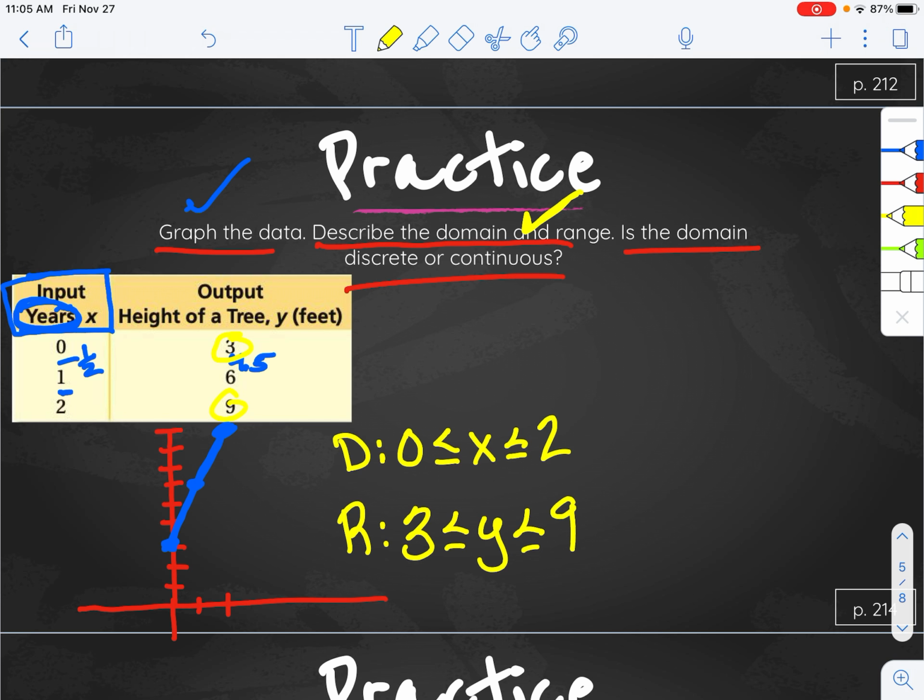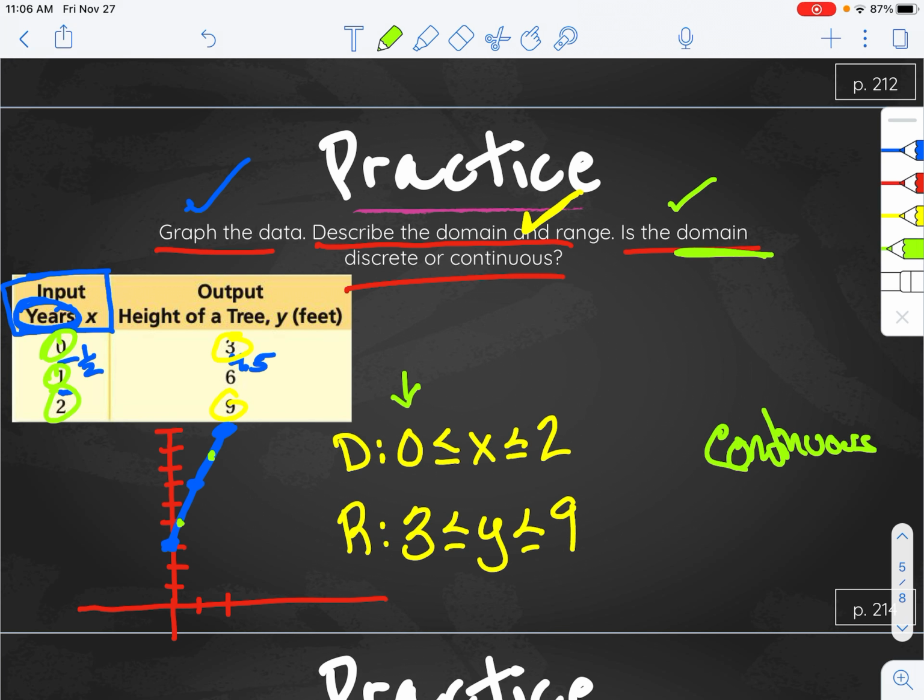And since we answered the last question already, we see, is the domain discrete or continuous? Well, we see that it is continuous, because the domain is something that we can split up, and it could be at half a year or 1.5 years, or we could split it up in between the numbers that they give us. So we see that it is continuous.